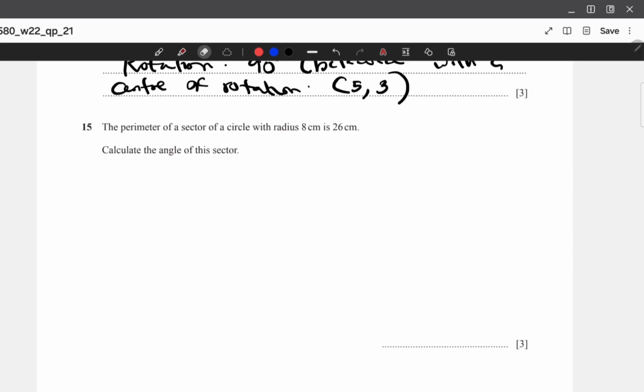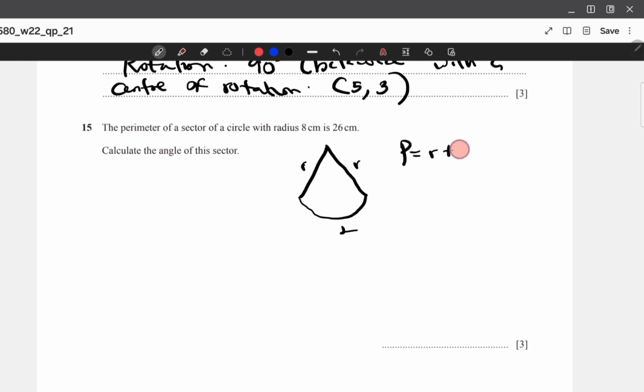So they say the perimeter of a sector of a circle with radius 8 centimeter is 26 centimeter. Calculate the angle of the sector. Okay, so we know that the sector looks something like this. It has a radius, and an arc. So the perimeter of this sector will be the radius plus the radius plus the length of the arc. The perimeter here is 26, the radius is 8 plus 8, then plus the length of the arc, which I don't know.